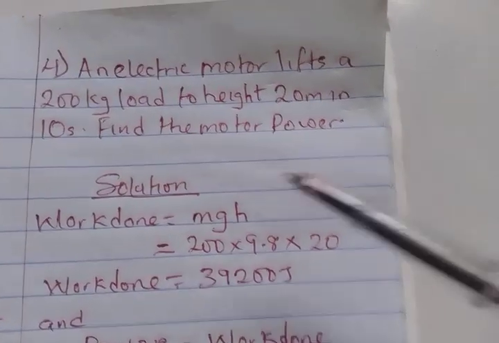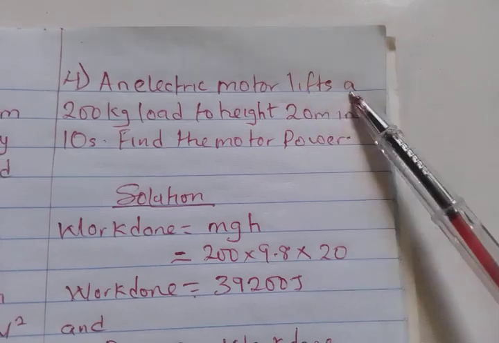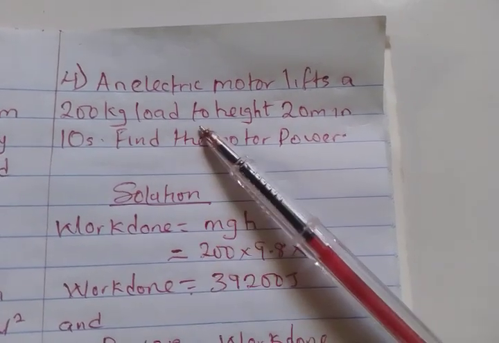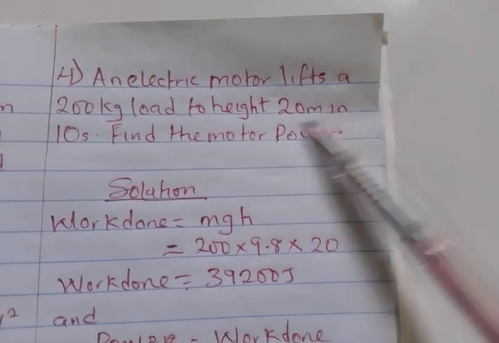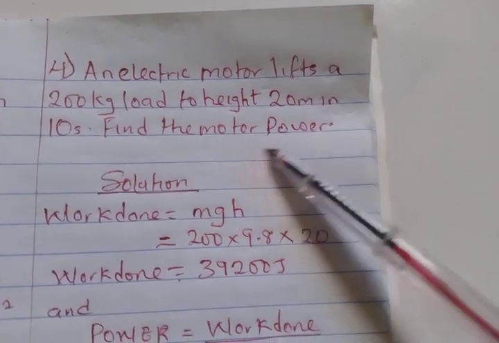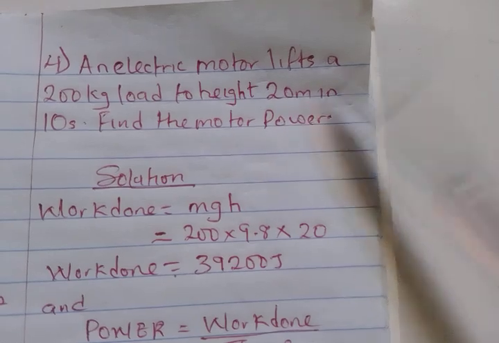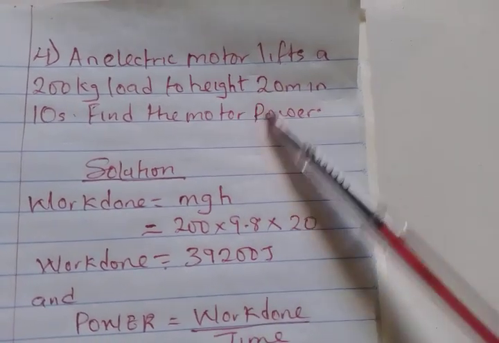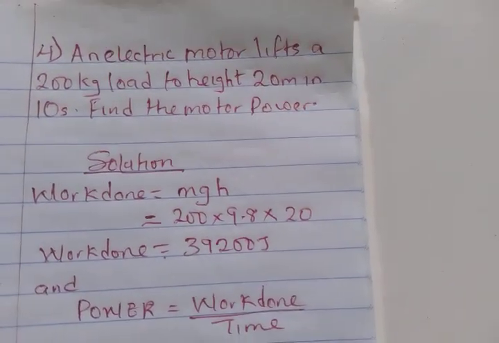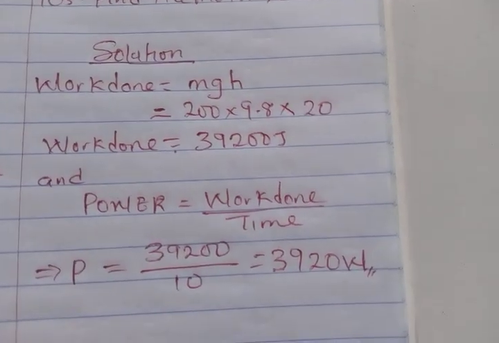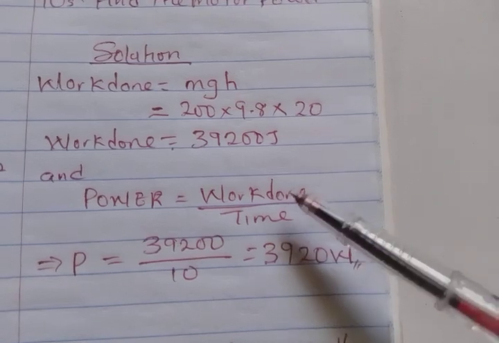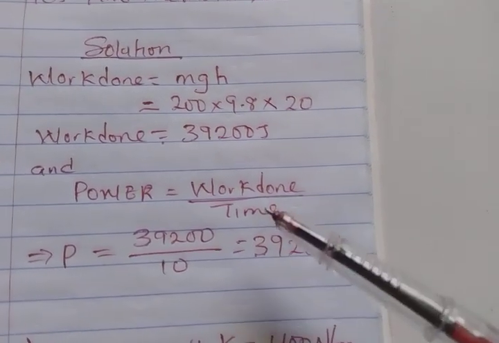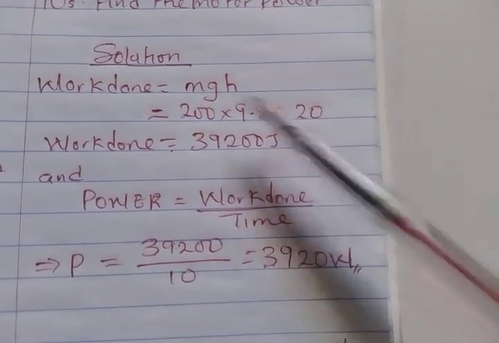Then to the next question. An electric motor lifts a 200 kg load to a height of 20 meters in 10 seconds. Find the motor power. We are being asked to find the power here. For us to find power, we say work done over time. We need the work done first, so we have to find a way of getting the work done.